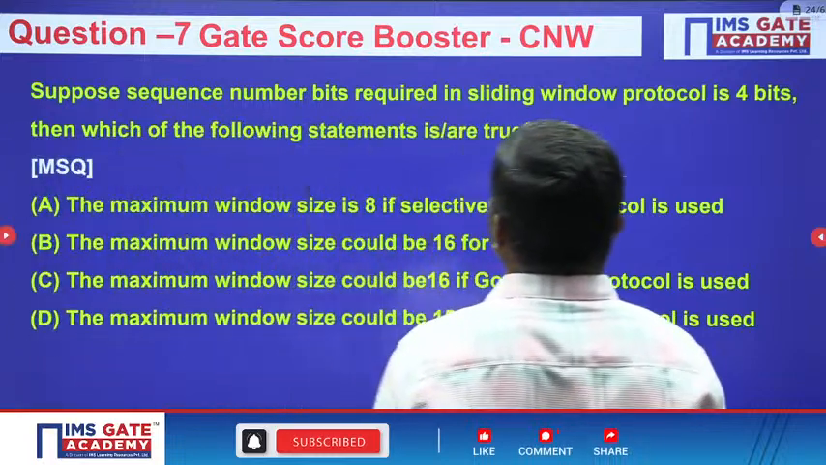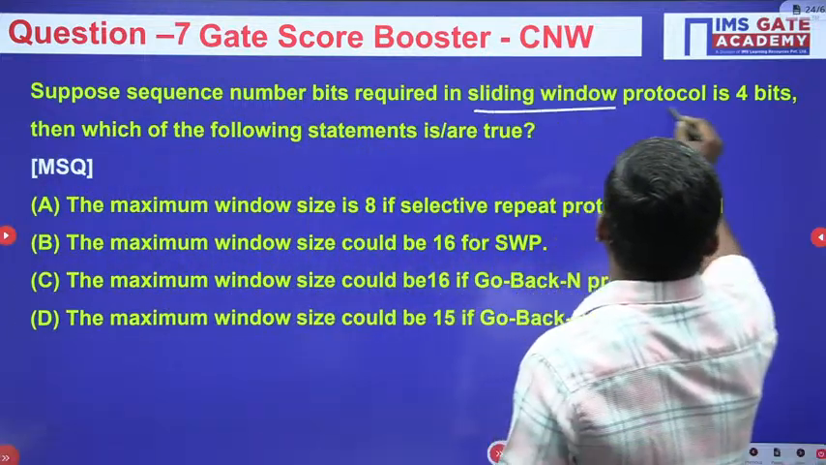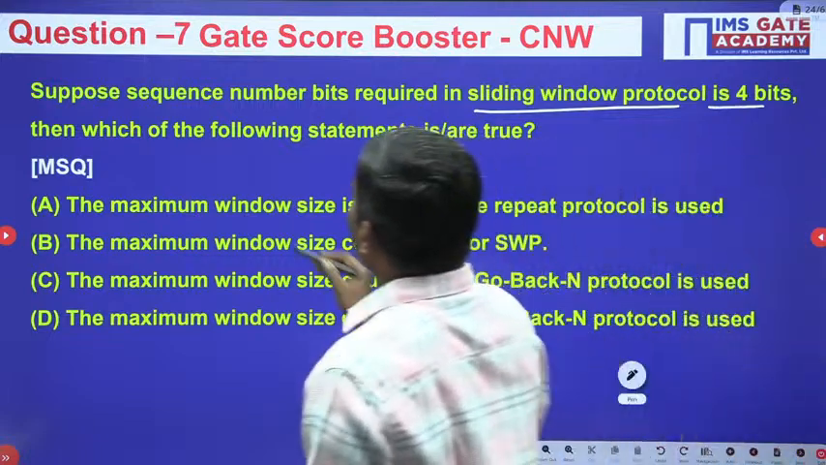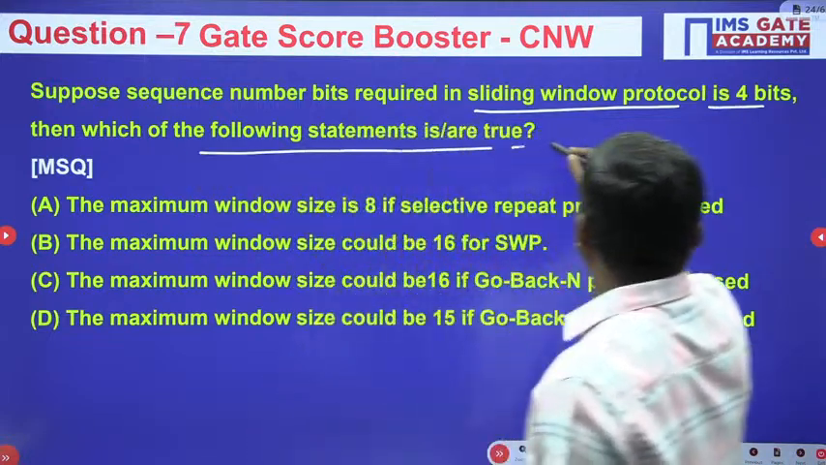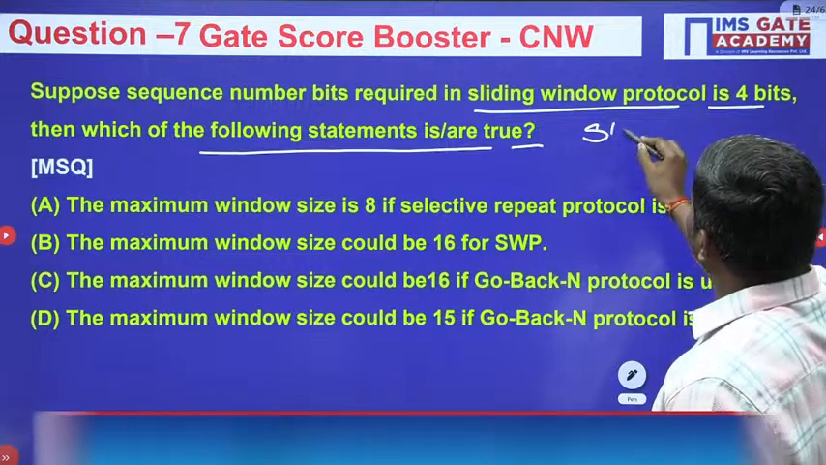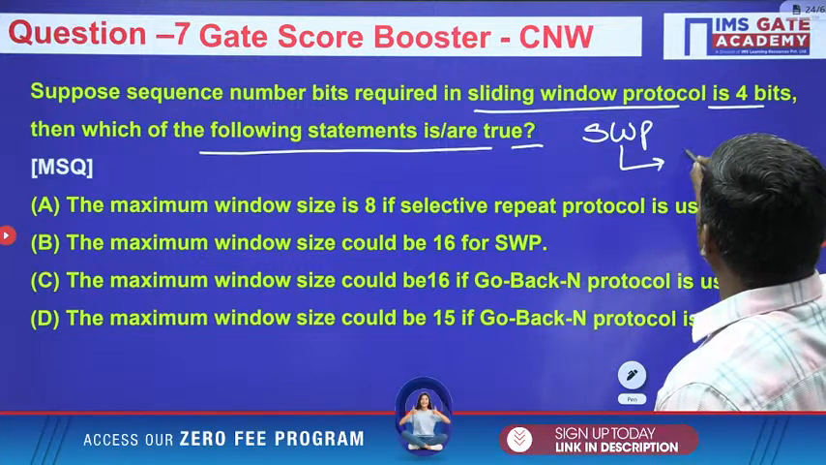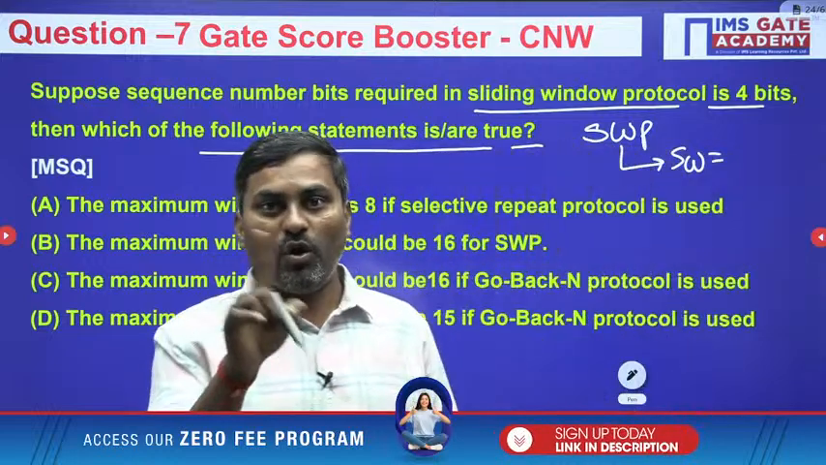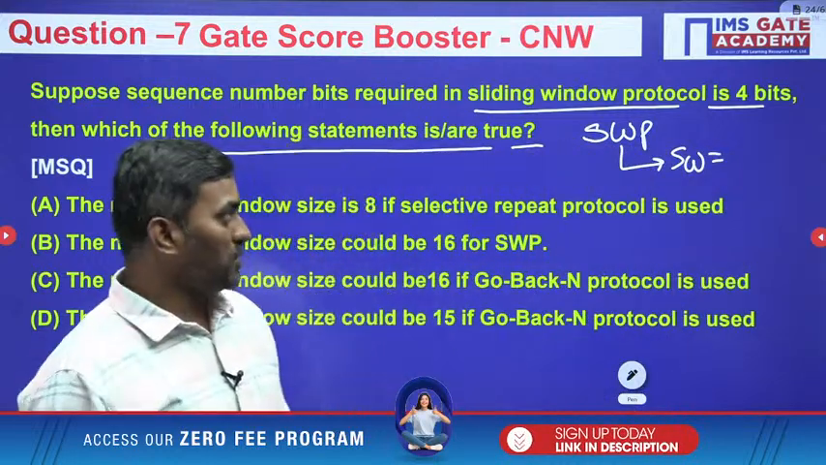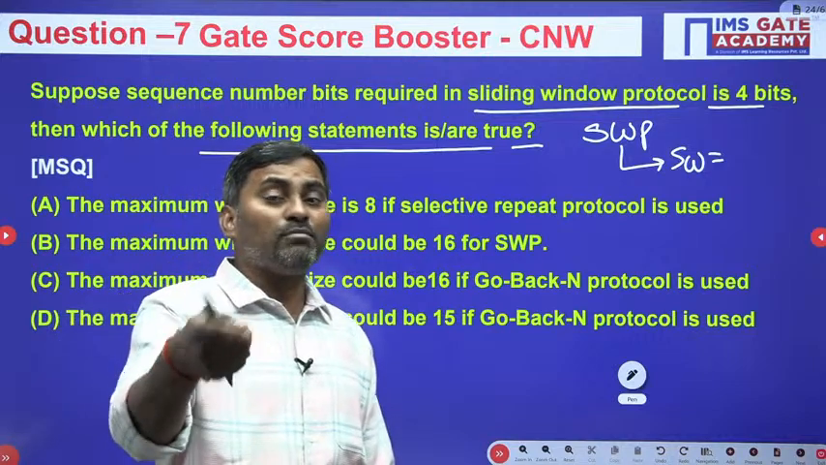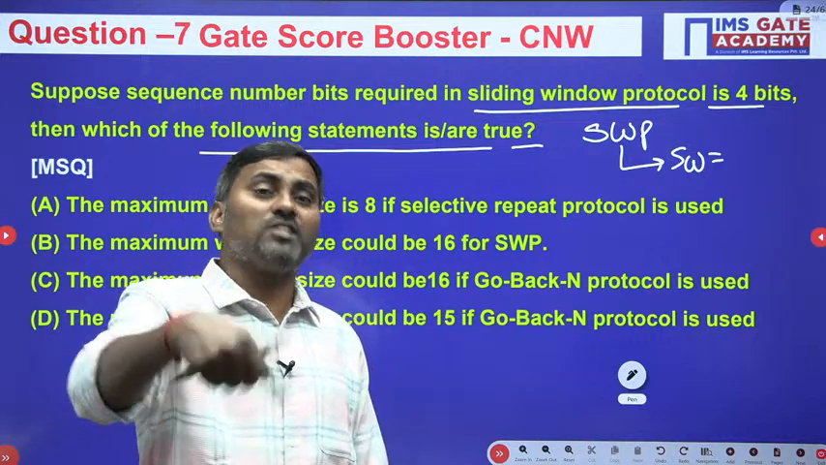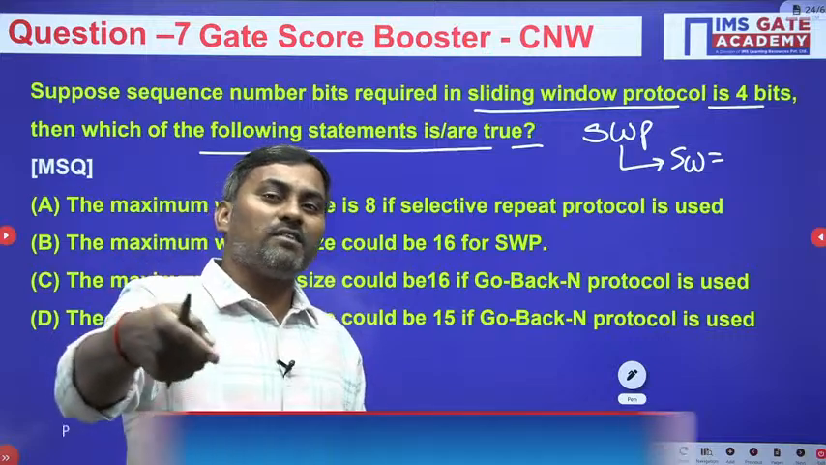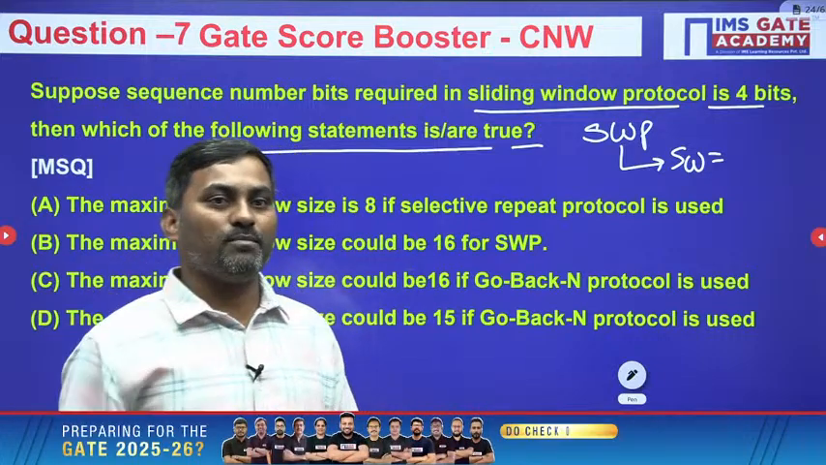Suppose the sequence number bits required in a sliding window protocol is 4 bits. Which of the following statements are true? One thing you understand: sliding window protocol always talks about sender window size only. It will not look into receiver window capacity. In case of GBN, we will see, the receiver window size is 1. In case of SR protocol, both have the same size, that we know.